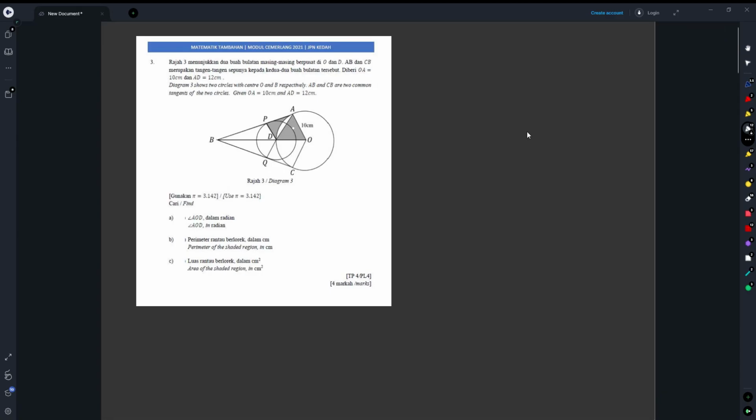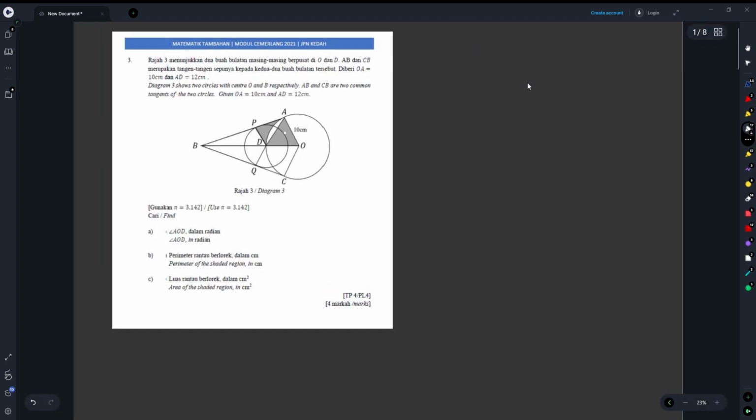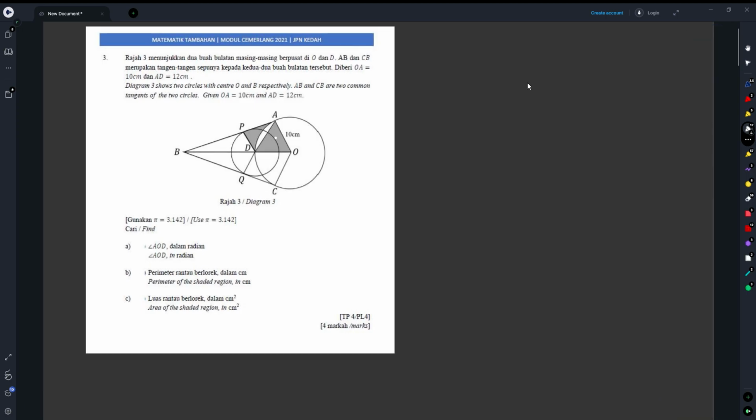Hello guys, good day. Today we're going to discuss one question from JPN Kedah Modul Cemerlang 2021. This is from last year. I find a lot of students actually having problems with this question. So let's see how to settle this question in a systematic way.